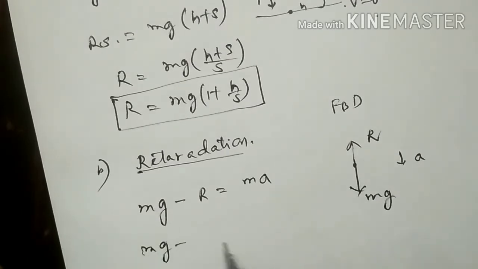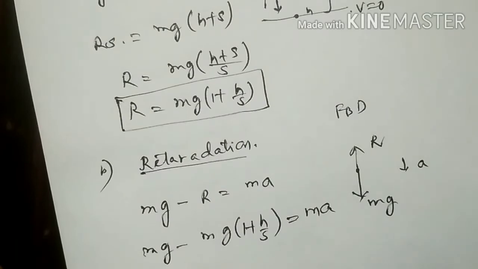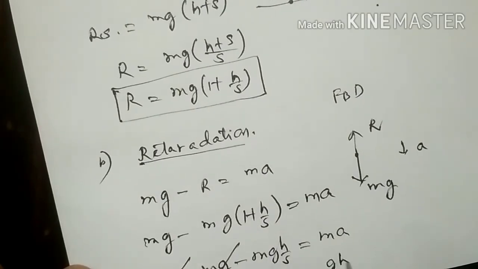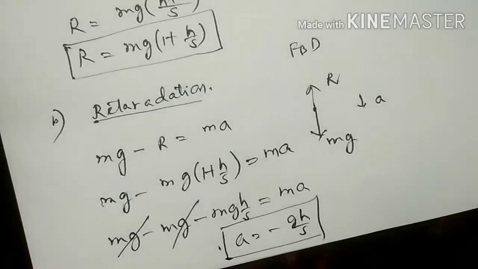R we have already calculated. So mg minus mg into 1 plus h by s is equal to m into a. So mg minus mg minus mg h by s is equal to m into a. The mg gets cancelled. So a is equal to minus g h by s. So this is the retardation. So the second question is completed.